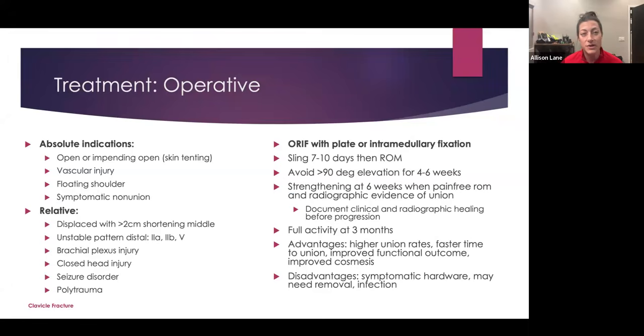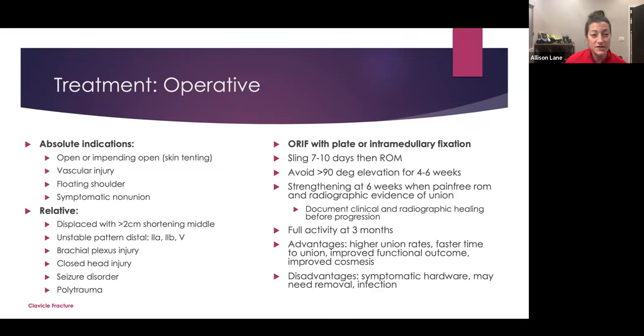Or if they had polytrauma, say they have lower extremity injuries and need help with walking devices, you may want to do surgery so they can actually use that arm to help them. The surgery is generally going to be either plate or fixation with a nail. They're going to be in a sling for a week or so and then start range of motion. They'll avoid full range of motion for a month or so and then start strengthening, and usually full activity at about 3 months.